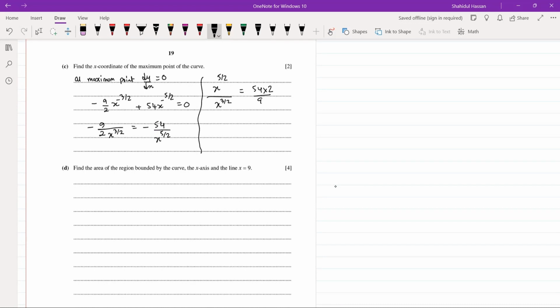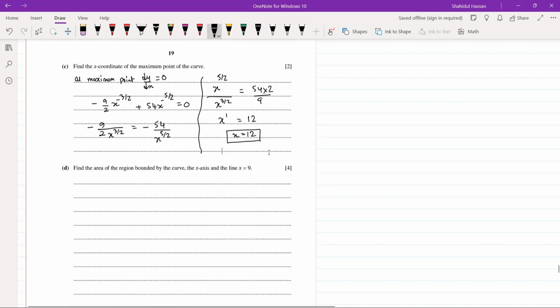x to the power 5 by 2 divided by x to the power 3 by 2, we can subtract the powers. We're going to have x to the power 1. 54 by 9 is 6, multiplied by 2 is 12. So x equals 12. So the x coordinate of the maximum point is 12. At x equals 12, we're going to have a maximum point.